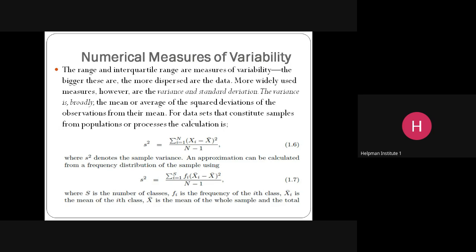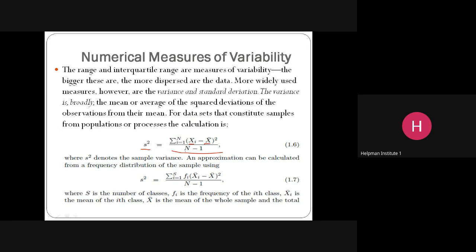Now, for data sets that constitute samples from populations or processes, the calculation is given by this formula that we have here. So when we see S squared as it is here, it represents the variance. So for a sample from population, we use this particular formula here, summation i ranging from 1 to n of all the xi's, the deviation of the individual values from the mean, squared, the sum of deviations divided by n minus 1. So here n minus 1 gives us the variance for the sample.